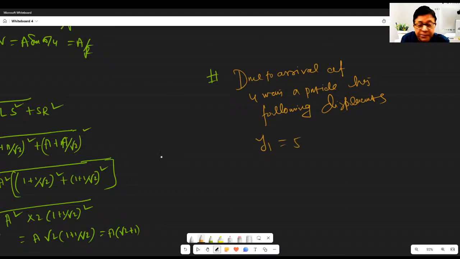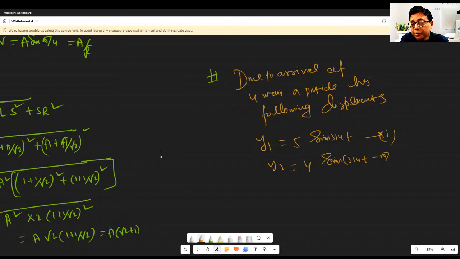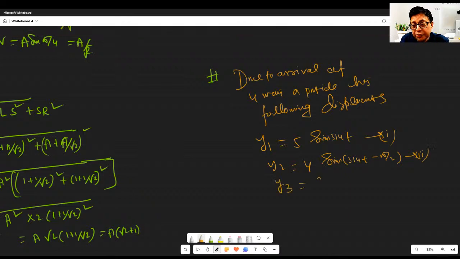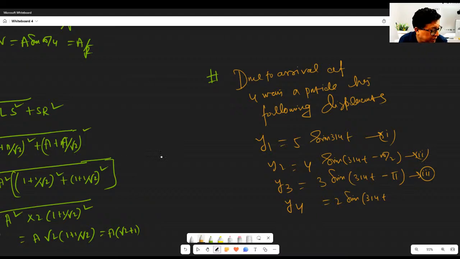y1 equal to 5 sin 3140, y2 equal to 4 sin 3140 minus pi by 2, y3 equal to 3 sin, this is omega t, don't be confused, minus pi, and then y4 equal to 2 sin 3140 minus 3 pi by 2.